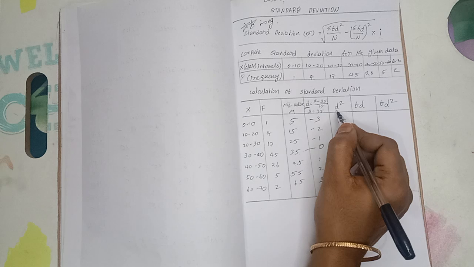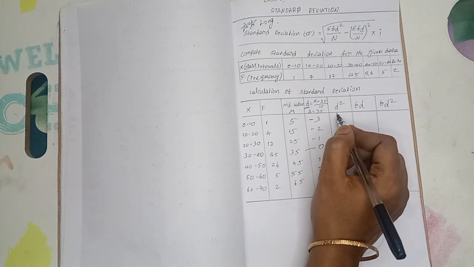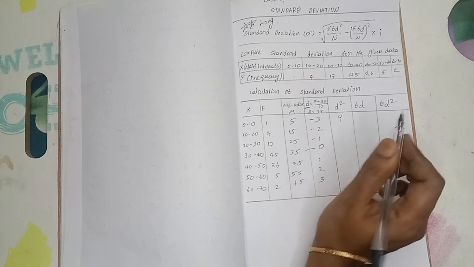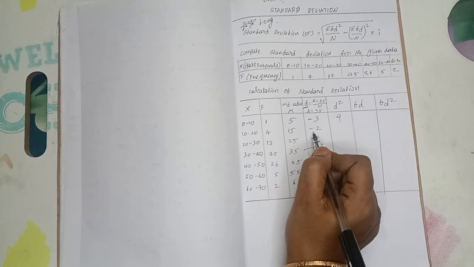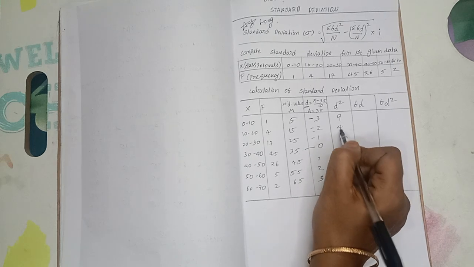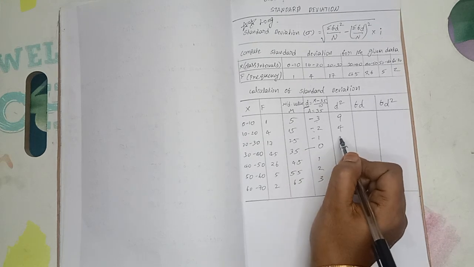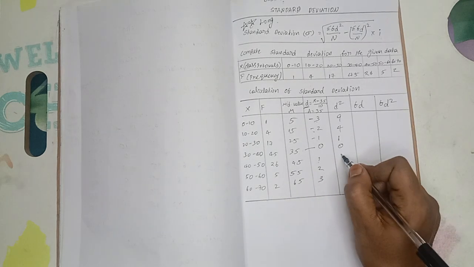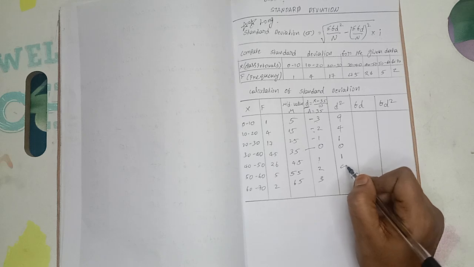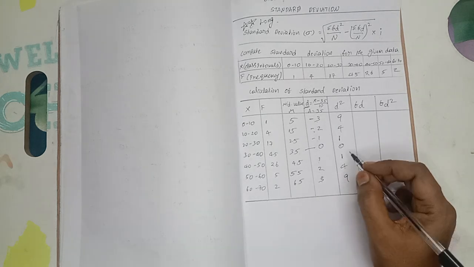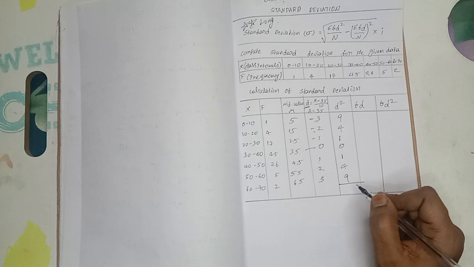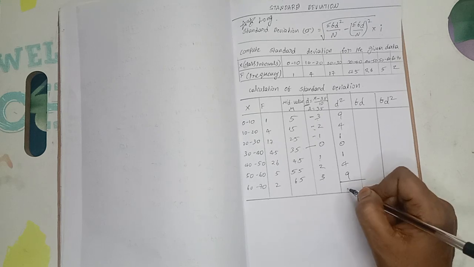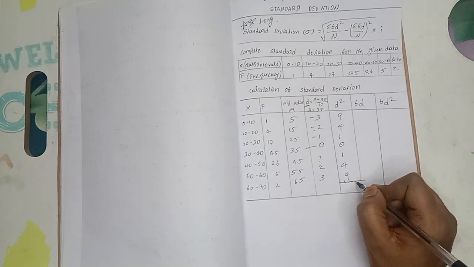Now we have to find d square. Minus 3 multiplied by minus 3 gives plus 9, not minus 9. Minus 2 into minus 2 gives plus 4. Minus 1 into minus 1 is 1. 0 as it is, and also 1, 2 into 2 is 4, 3 into 3 is 9. Here in this d square we get all plus values only.